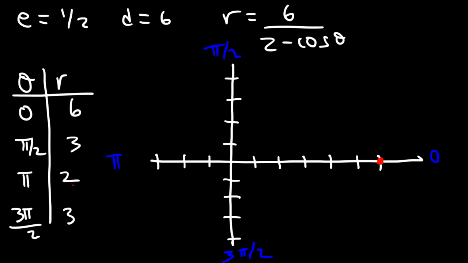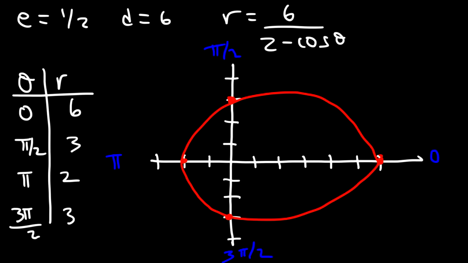R is 3, so we're going to go 3 units away from the center. And at pi, which is the negative x-axis, we need to go 2 units away from the center. And at 3 pi over 2, r is equal to 3. And now we can make a graph of the ellipse. And so that's just a rough sketch of the ellipse that we have. Let's see if I can make it look better.